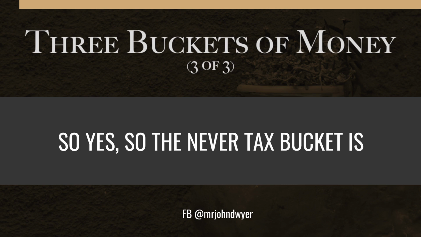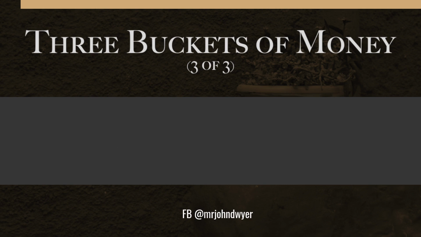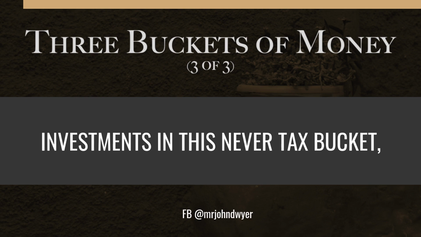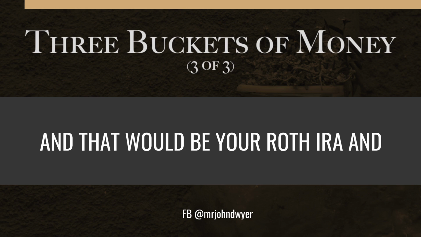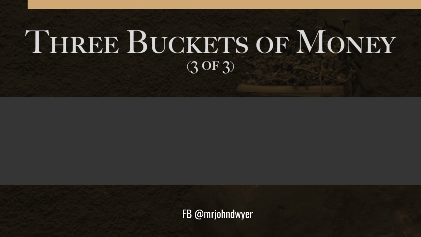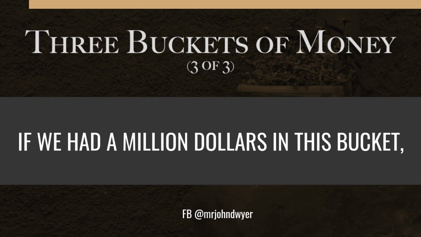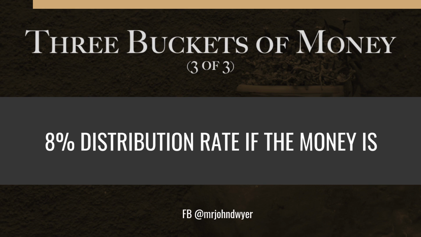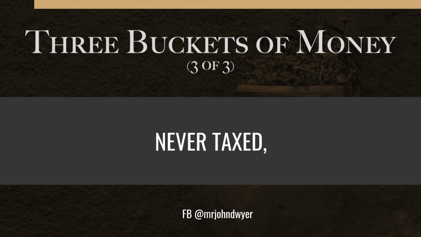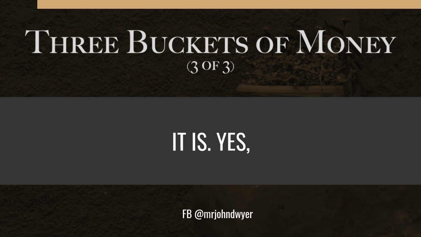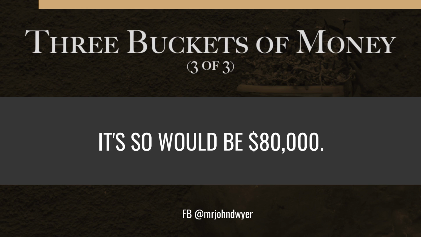So the never taxed bucket has two primary characteristics of investments, and that would be your Roth IRA and properly designed life insurance. So in this example, if we had $1 million in this bucket, and you were to be able to pull out the 8% distribution rate, if the money is never taxed, what is your cash flow? It's 100% of whatever it is, isn't it? Yes, it's 80. So it'd be $80,000.